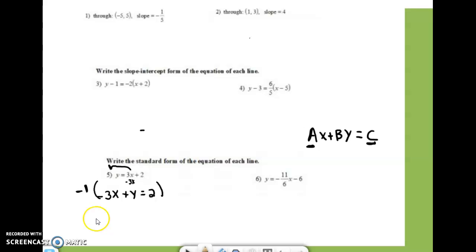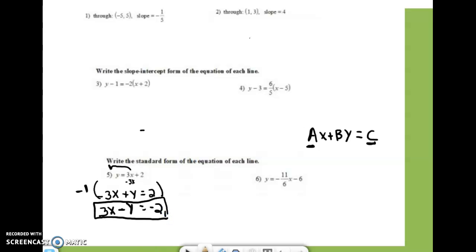Which is a common rule. It's the identity rule. You're allowed to do that. So I'm going to multiply everything by negative 1. So that would be 3x minus y equals negative 2. All right, now you've followed all the rules, okay? There's no fractions. And you're done.